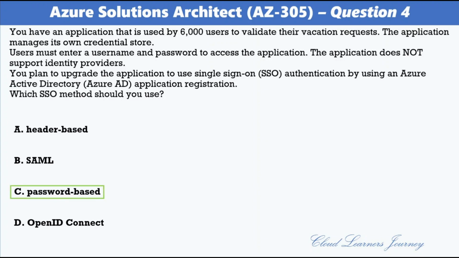Password-based. On-premises applications can use a password-based method for SSO. This choice works when applications are configured for application proxy. With the password-based SSO, users sign in to the application with a username and password the first time they access it. After the first sign-in, Azure AD provides the username and password to the application.